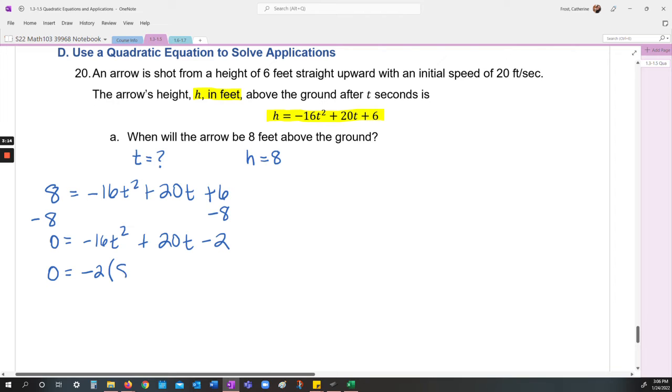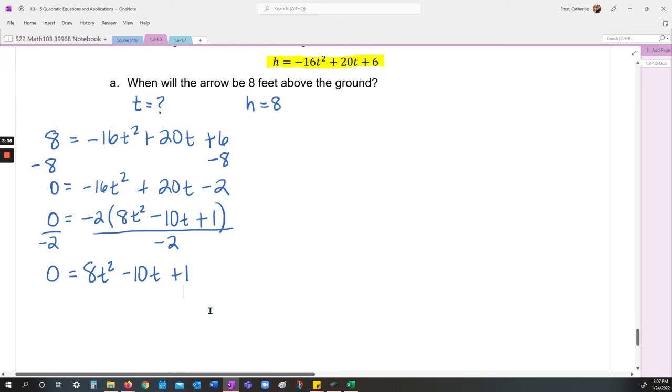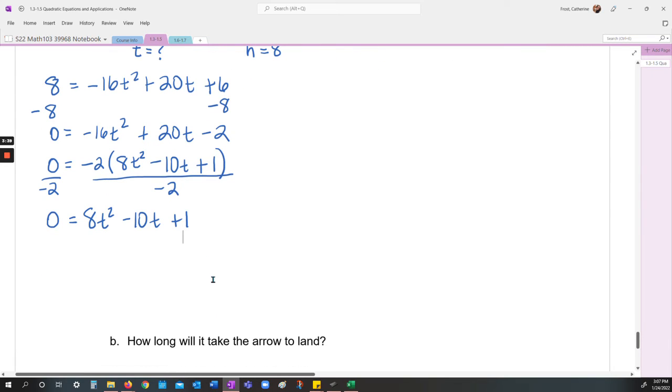So we'll now have positive 8t squared, and then minus 10t, and plus 1. And so now I can actually divide both sides by negative 2, so I don't have to deal with that at all. So finally we have 0 equals 8t squared minus 10t plus 1. And this is what I'm going to use for my quadratic formula A, B, and C. So I get A is 8, B is negative 10, C is 1.